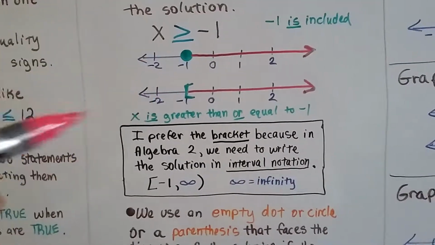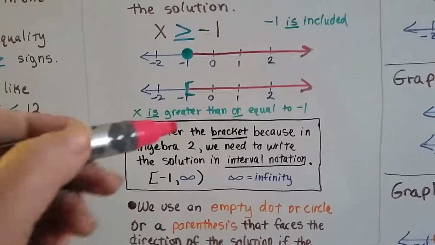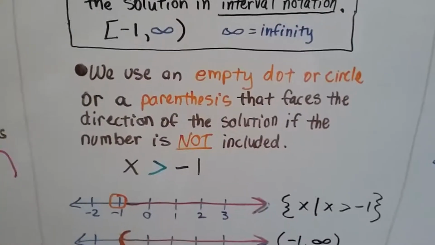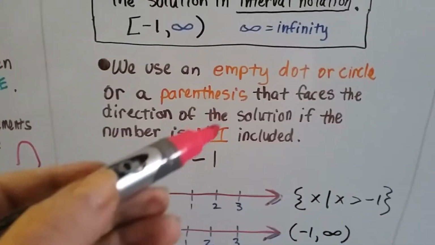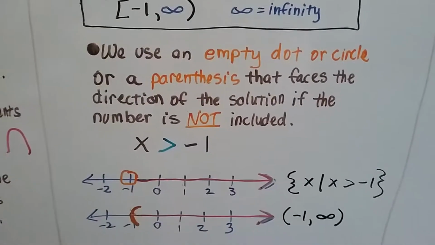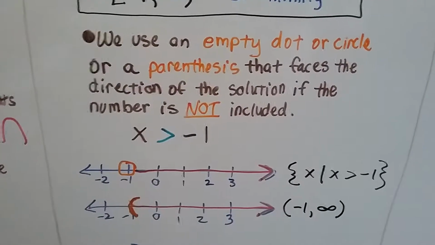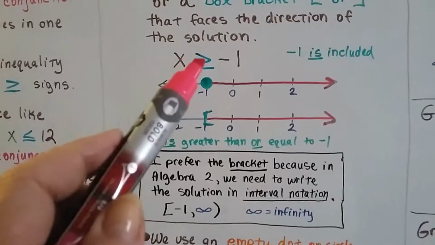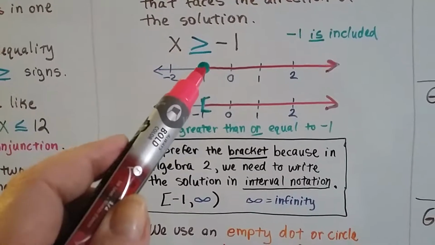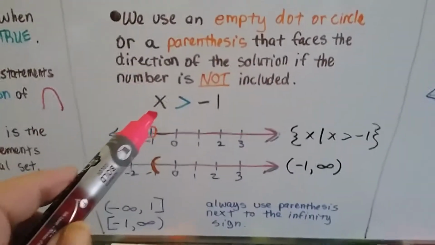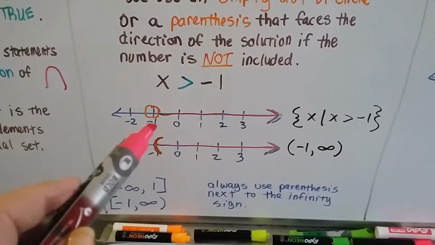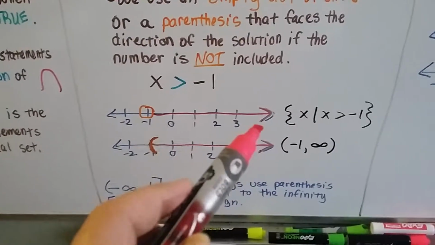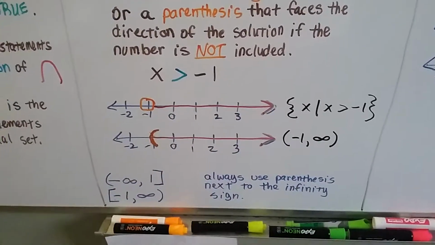When we use the dot, we can write it in set builder notation. We could write this in set builder notation too if we wanted to. When we use an empty dot or circle or a parenthesis, notice that there's just one. It faces the direction of the solution if the number is not included. So in the first one, it said x was greater than or equal to, so it included the negative 1. Now it just says it's greater than negative 1, so it doesn't include the negative 1. So we put an open circle and draw our arrow going in the direction that it's greater than that, see?